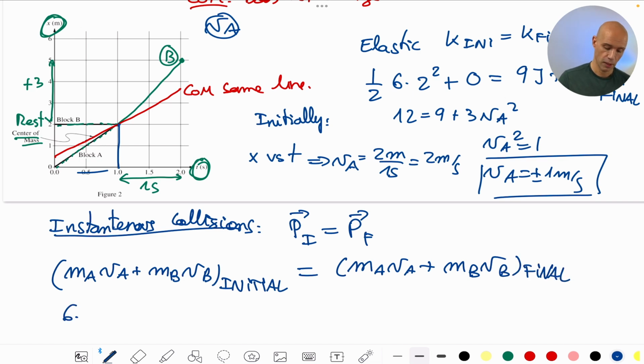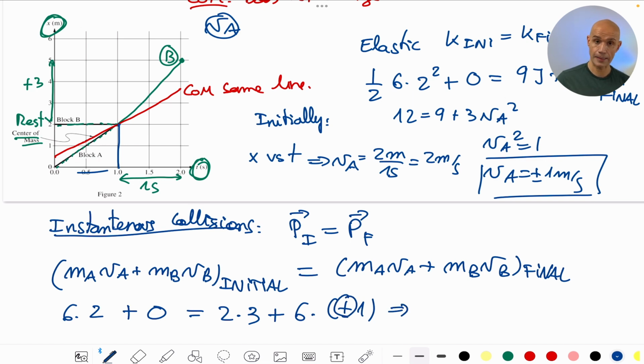What happens at the beginning? 6 kilos. You found the speed at the beginning, it was 2 meters per second. This guy was at rest, and we also found that this guy that is 2 kilos was moving with 3 meters per second, right? And then you have this mass. So what would you plug here in order for this to work? The sign plus, right? So then we have discovered that VA is plus 1 meter per second. So to the right-hand side.